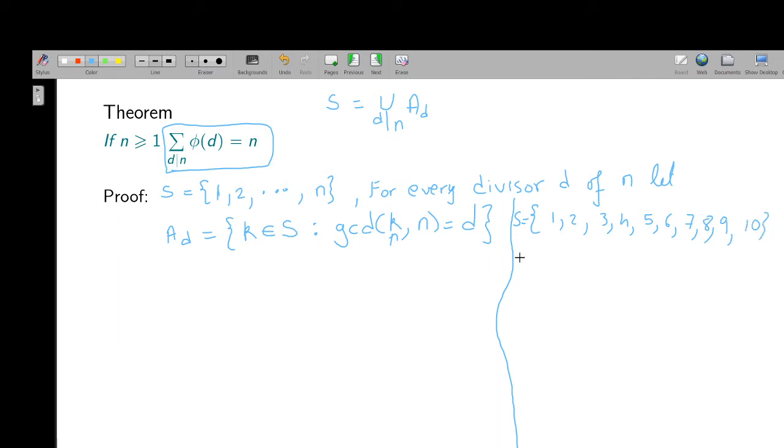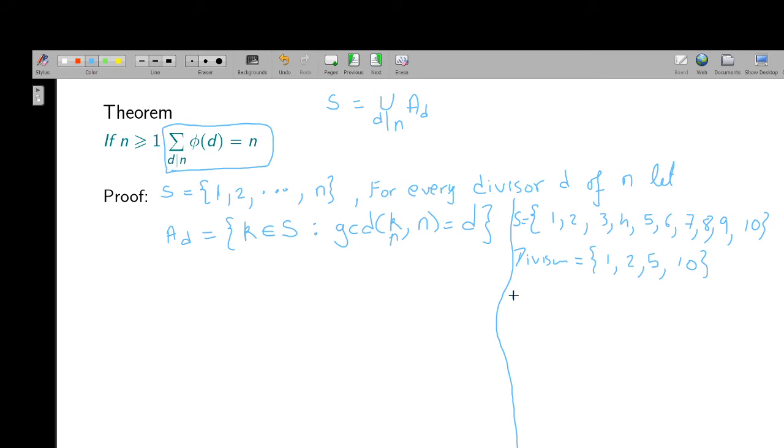What are the divisors of 10? So the divisors of 10 are 1, 2, 5, 10. Okay, let's look at the different ADs.